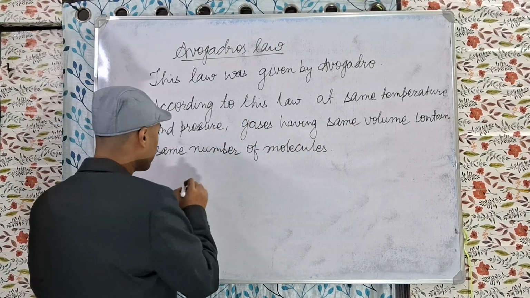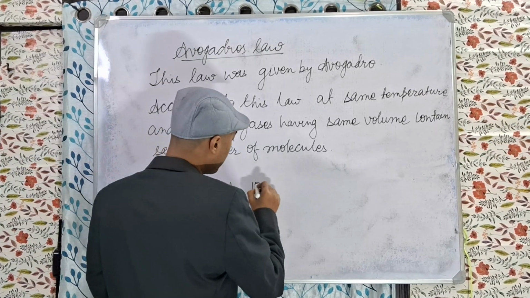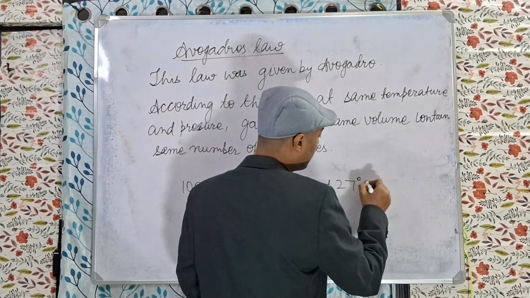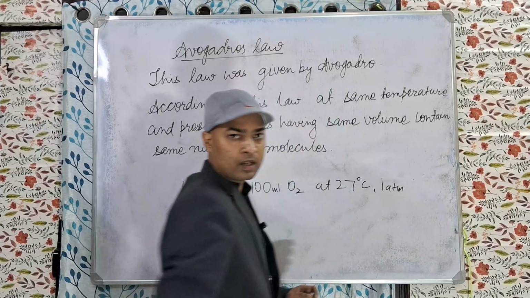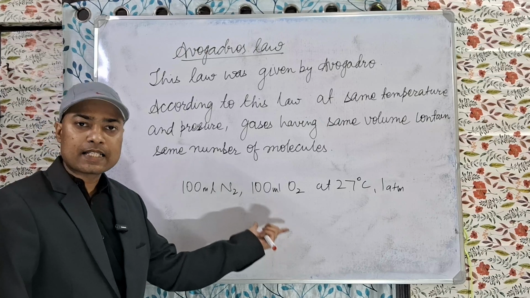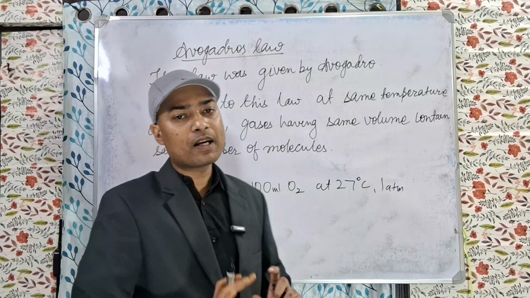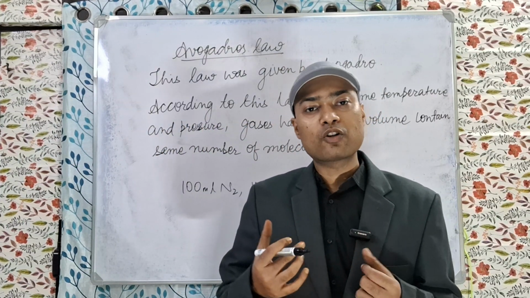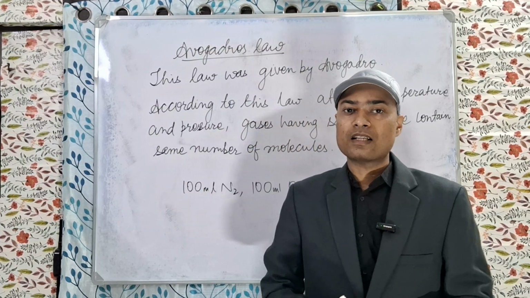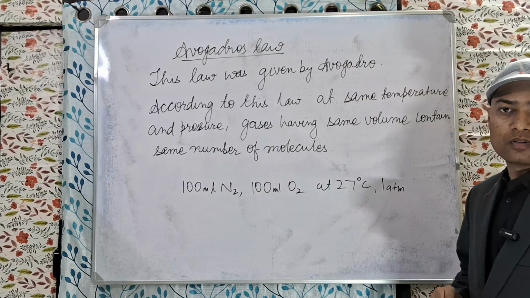For example, if you take 100 ml of N2 and 100 ml of O2 at suppose 27 degrees Celsius and 1 atm pressure, then what will happen? Both of them, since they have the same volume, will contain the same number of molecules. You will exactly come to know how many molecules it contains when we talk about the same concept in mole concept in our next class. So please do watch our next class also. I hope you have got this and you can note it down.